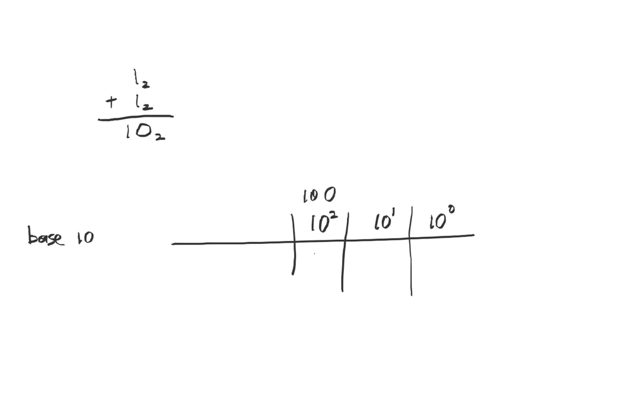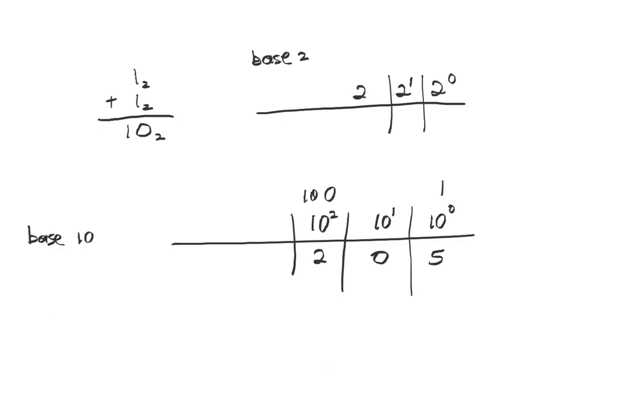If I put here 2, I get 200. I put here 0, I don't have a 10. And I put here 5, this is 1s. So I read it as 205. But if I use base 2, it will be 2 to the power 0, 2 to the power 1, 2 to the power 2, and so on. So if base 2, I can only use 2 digits. What are the digits? 1 and 0.